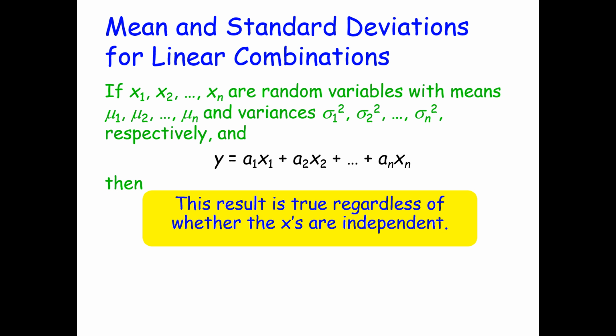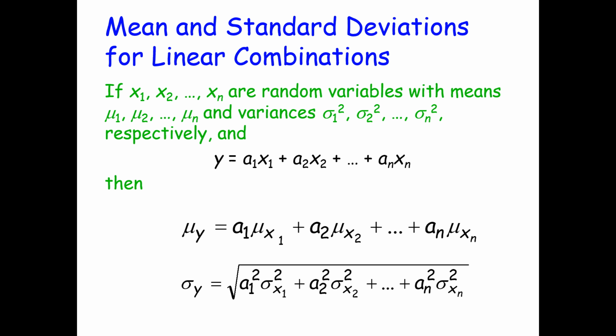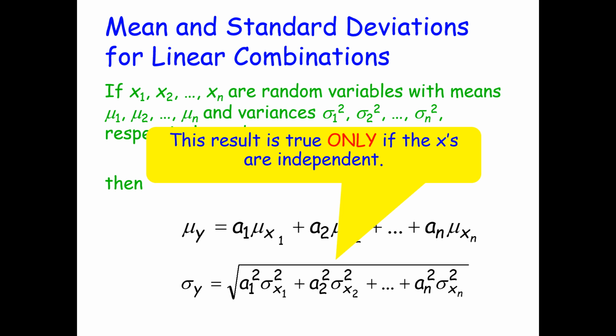Our sigma sub y, or our standard deviation, is going to be the square root of a sub 1 squared times sigma sub x sub 1 squared plus a sub 2 squared times sigma sub x sub 2 squared, all added all the way up to a sub n squared times sigma of x sub n squared. This result is only true if the x's are independent.